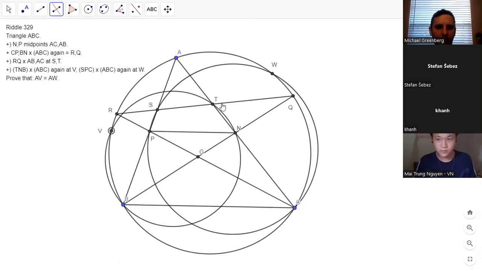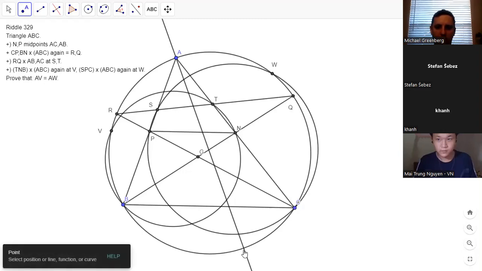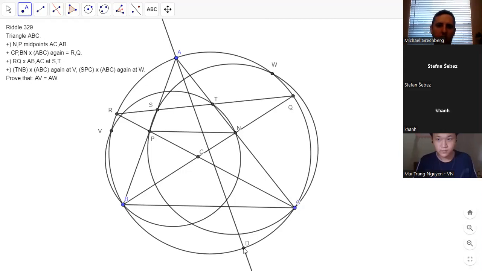Let me try this. So A should lie on this. This point would be the antipode of A. Yeah, so I could always just draw in the antipode of A. I just don't know if it would be that helpful. What if I drew these 2 points in?